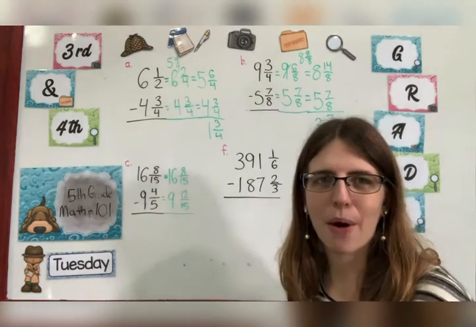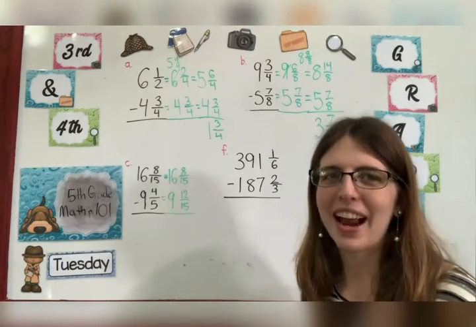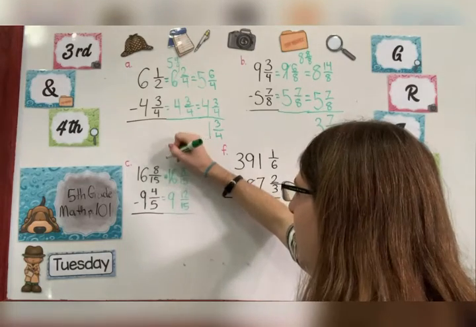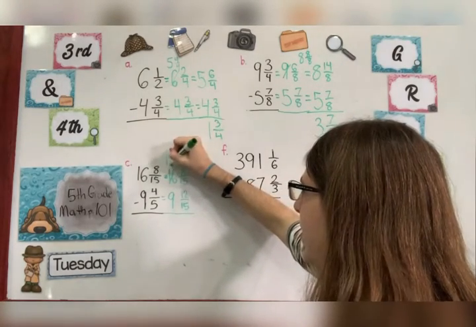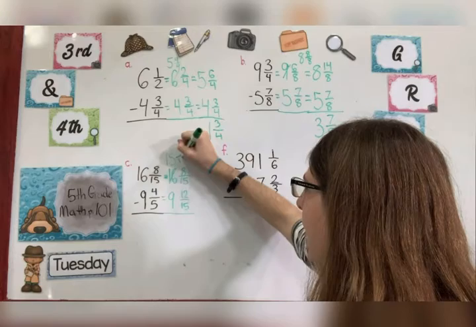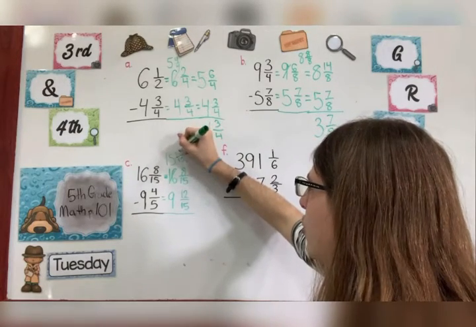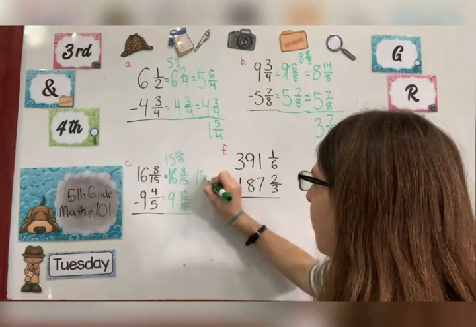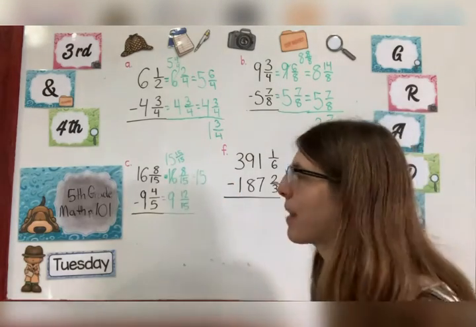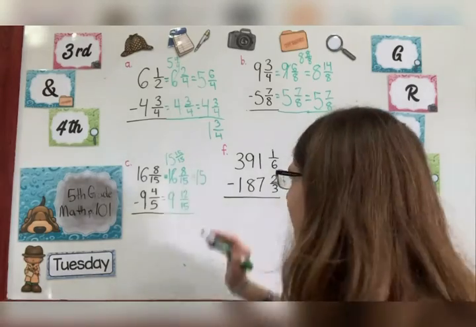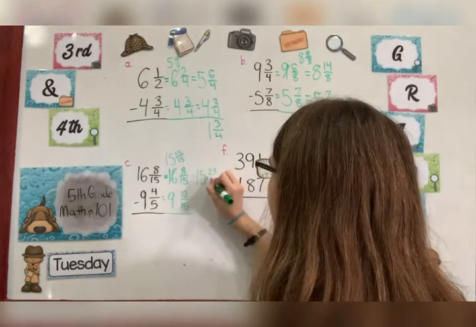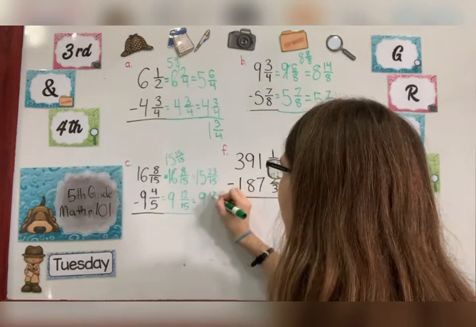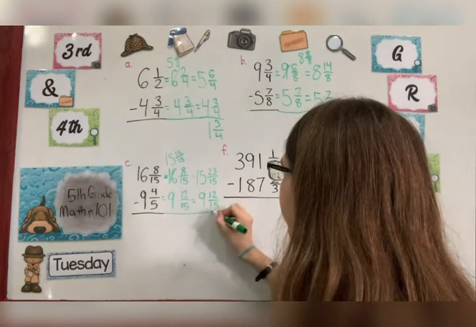Can I subtract or do I need to borrow? That's right, I need to borrow. So I'm going to borrow from my 16. That leaves me with 15. My new fraction is going to have the denominator of 15 and a numerator to match, 15. Then I add it together with this fraction that's left. 8 plus 15 is 23. So I have 23 over 15 equals 9 and 12 over 15.